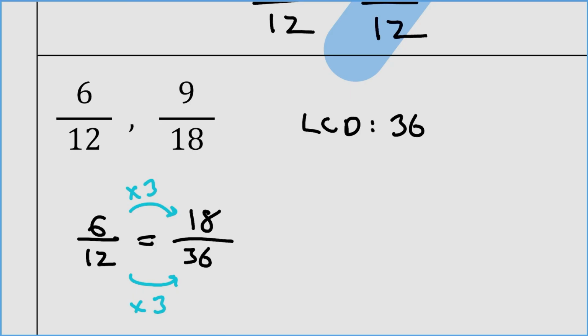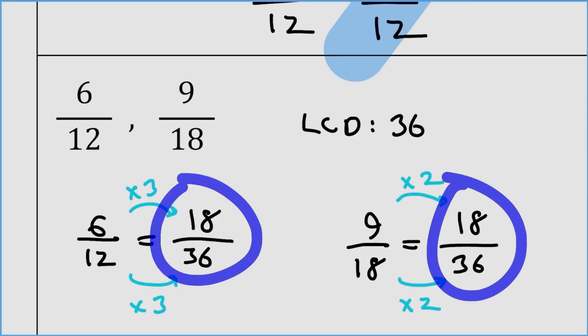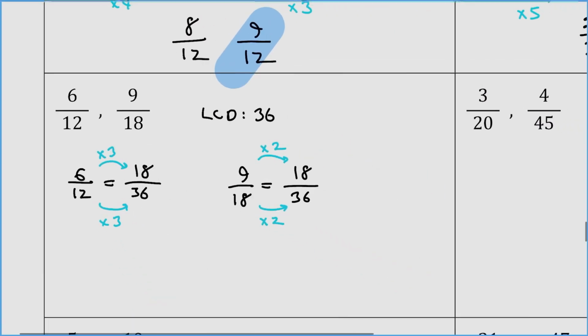All right. Do the same thing with 9 out of 18. We need to make 9 out of 18 out of 36. 18 times 2 is 36. Do the same thing to the top. 9 times 2 is 18. Oh, look at that. 18 out of 36 and 18 out of 36. These are equal fractions, or equivalent fractions. So there is no winner there.